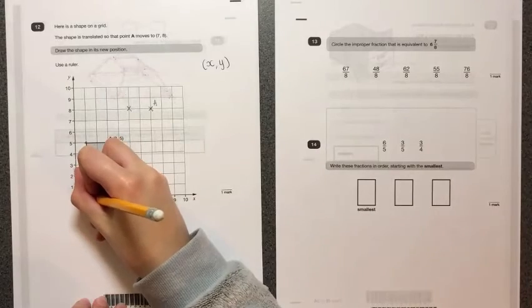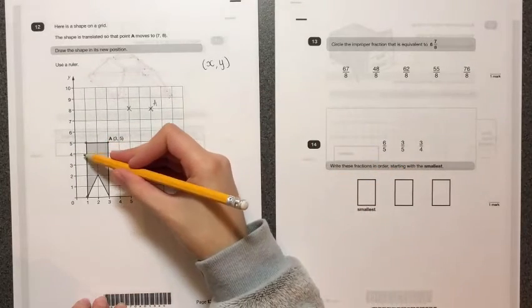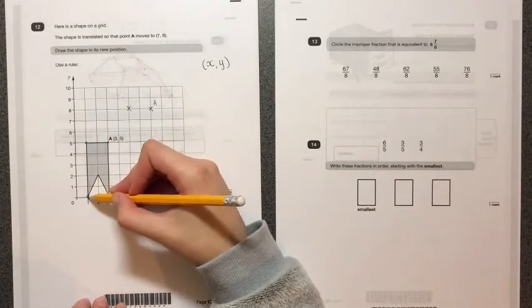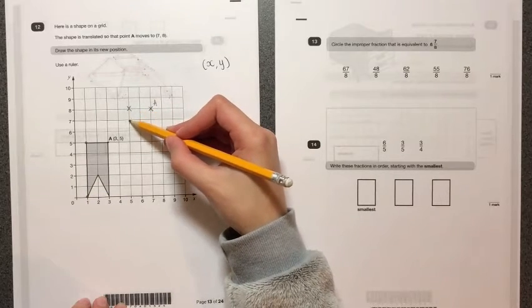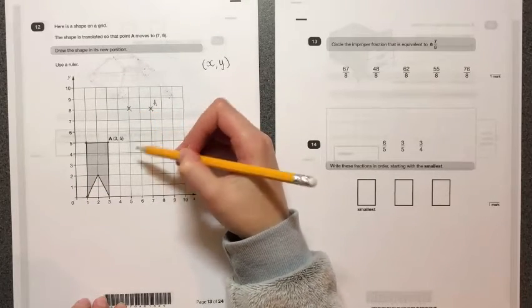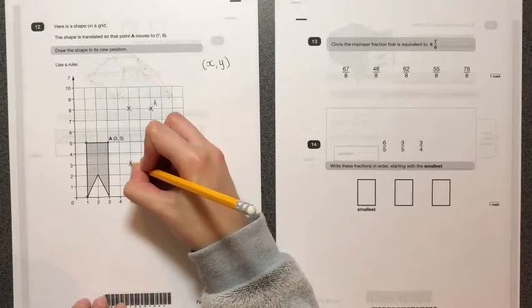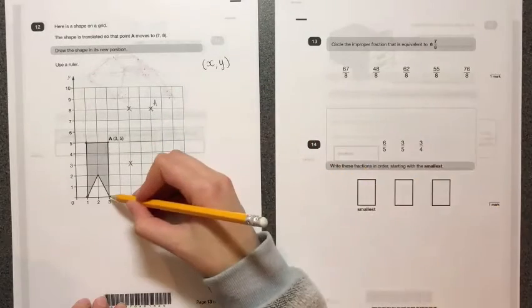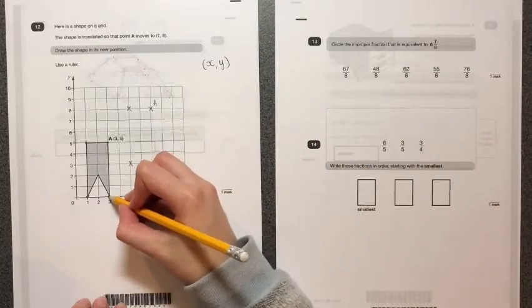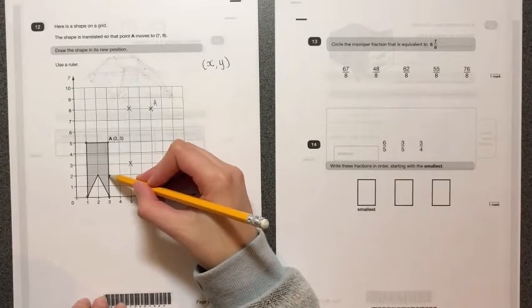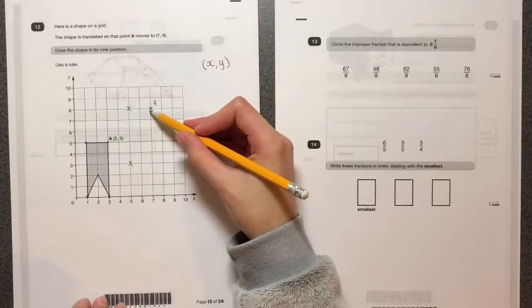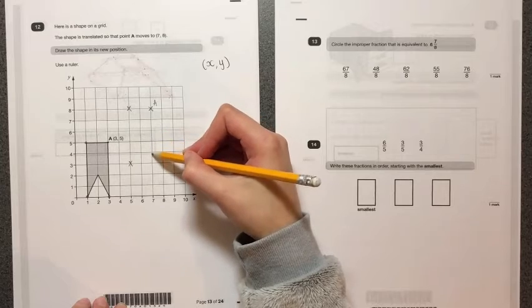Our third point down here. 1, 2, 3, 4, 5. This point down here. 1, 2, 3, 4, 5.